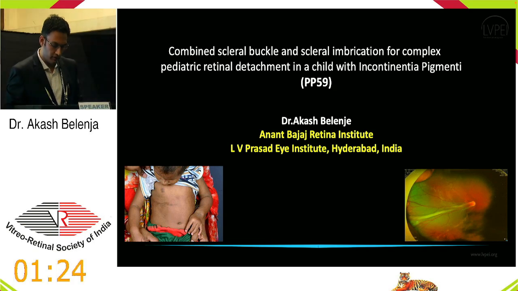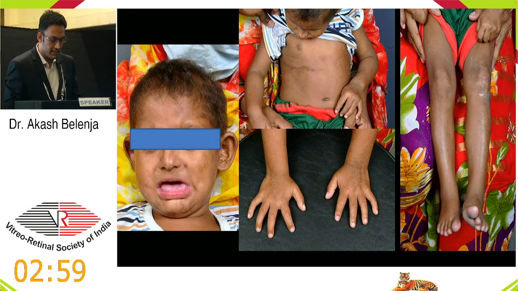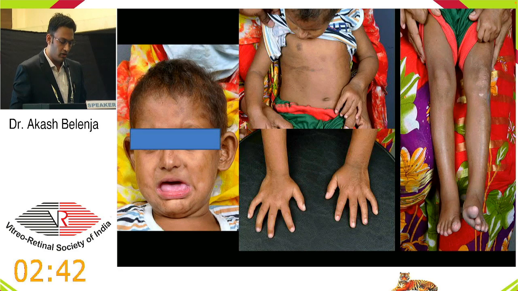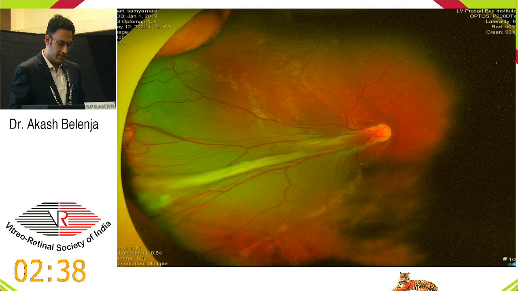A very good afternoon. So my case is a 3-year-old girl child who presented to the clinic with the parents telling that for 1 year there was eccentric fixation, and the child has become dull since 1 month and is not playing with toys. When I examined the child, she looked syndromic with woolly hair, anomalous dentition and hyperpigmentation all over the skin.